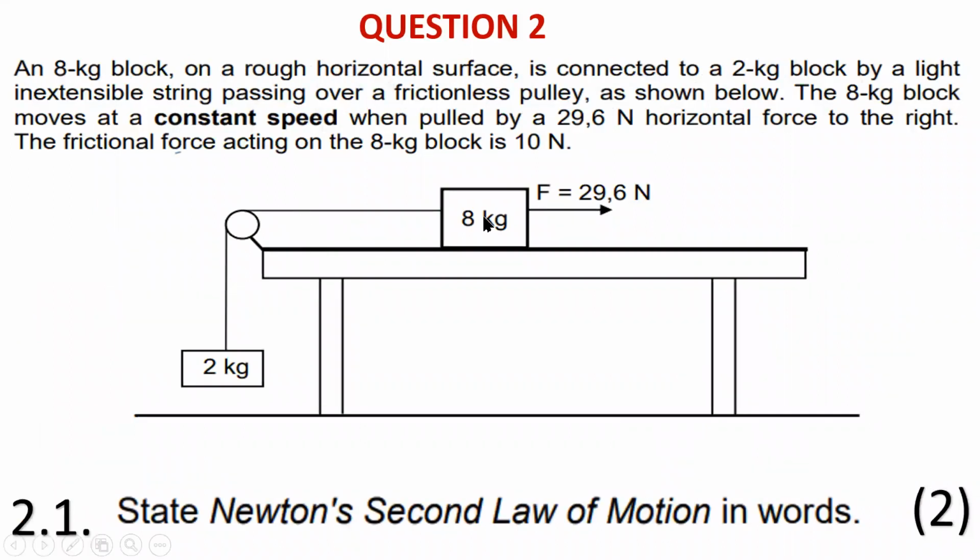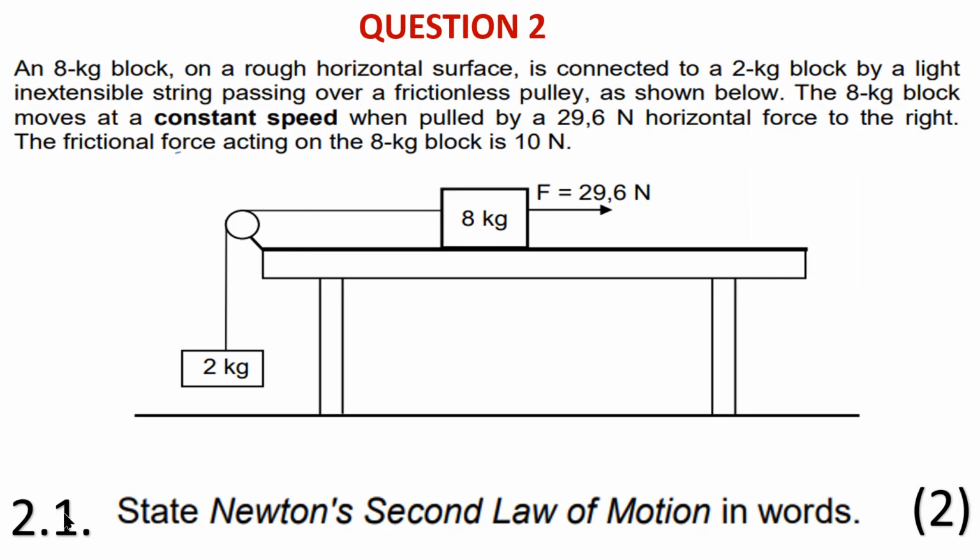We have a 2 kg object block, and then a rough horizontal surface, we have friction. It is connected to an 8 kg block by a light string, with constant speed. What does it mean, constant speed? If you say constant speed, acceleration is 0. So you must use Newton's first law for your calculations because acceleration is 0. And then you have an applied force, 29.6 N, horizontal force to the right, and frictional force. The object is moving to the right.